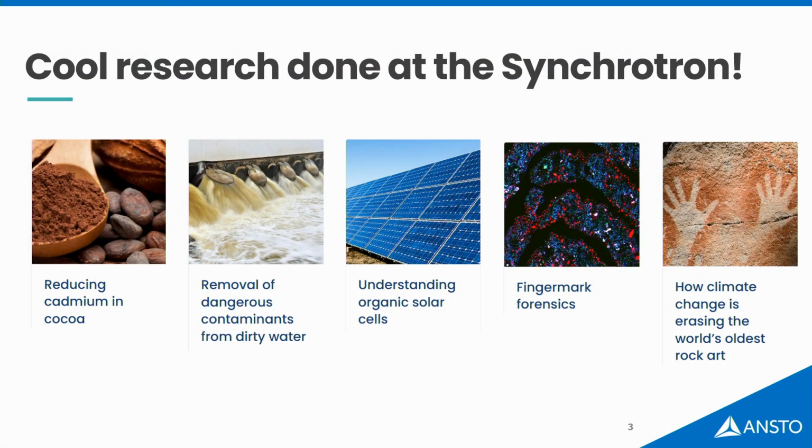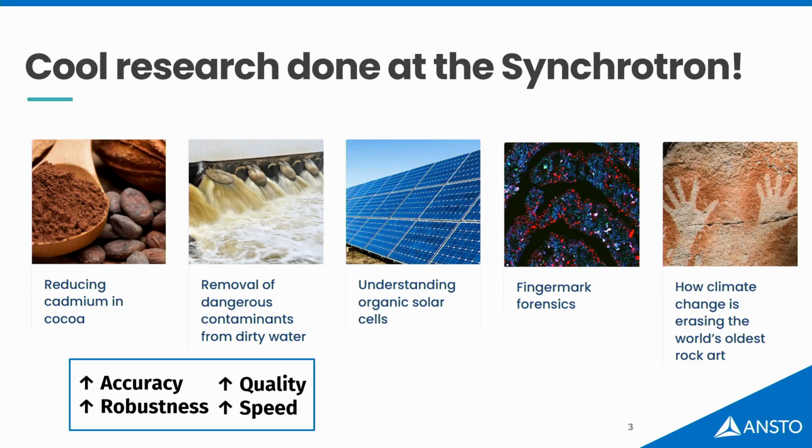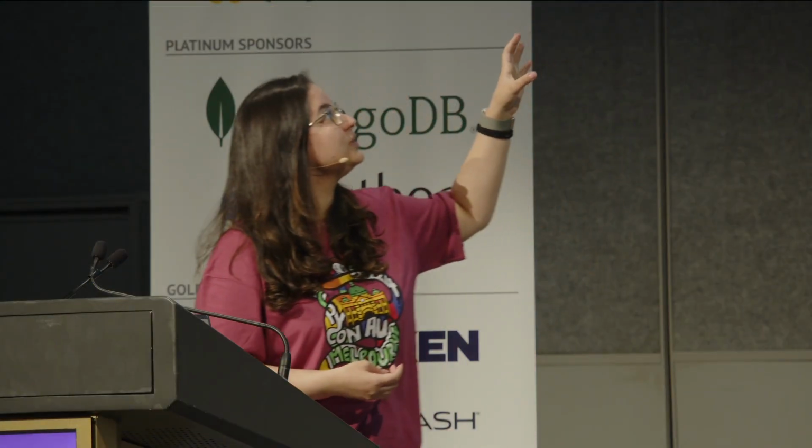We have people from all over Australia, all over the world, really, coming to do a bunch of cool stuff with us. So there's food science, there is environmental applications, energy, defense, cultural heritage. It's a bunch of cool stuff being done there. We have the advantage of producing data with more accuracy, quality, and we can do things much faster than if you do it in a normal lab. So a lot of people want to come and do research with us.